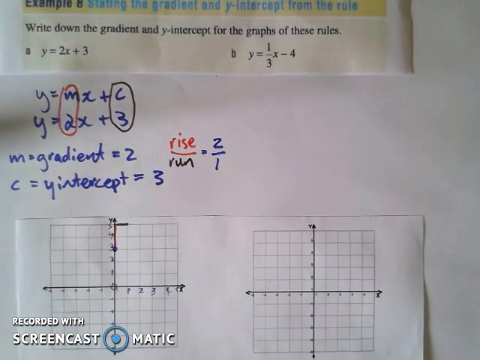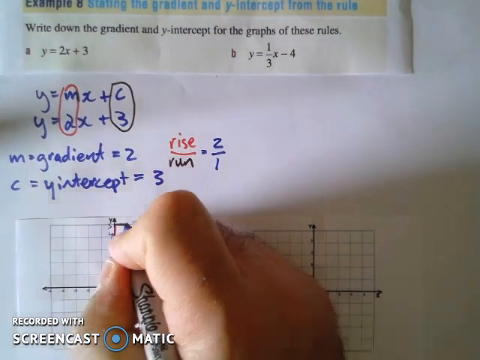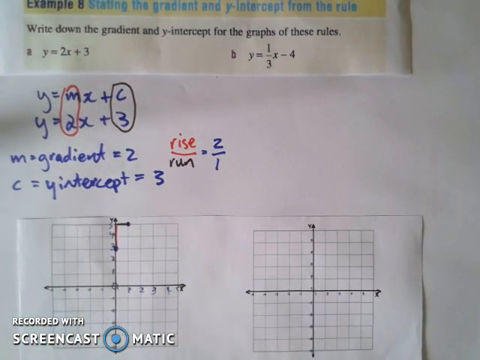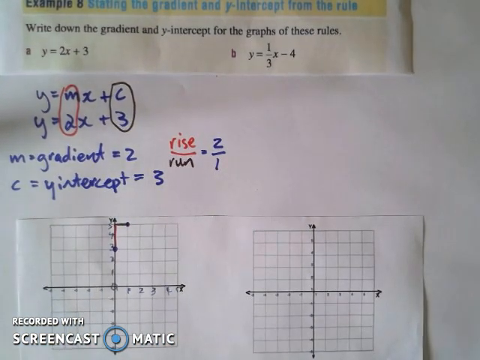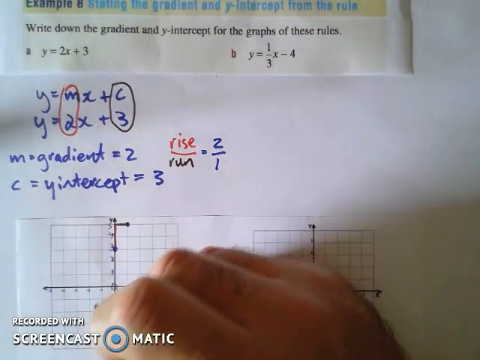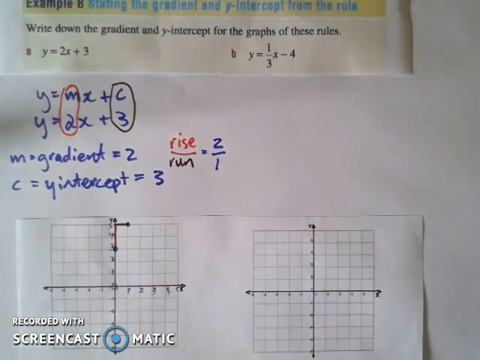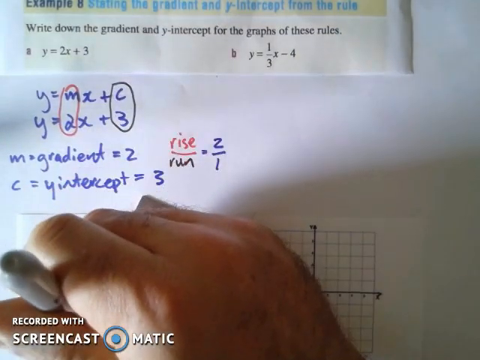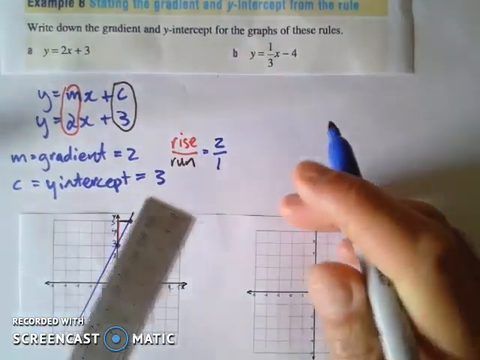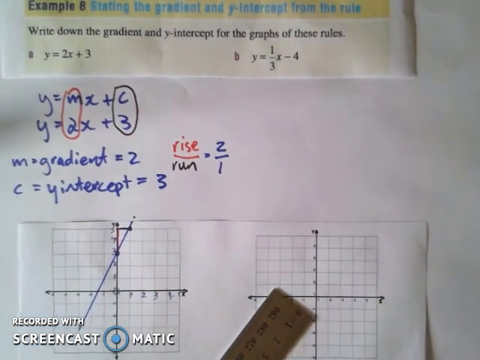And that will give you my second point. Now to draw a straight line, all I need is 2 points. And now I'm just going to draw this with a ruler. And I'm going to draw my line, which then is the graph for that.